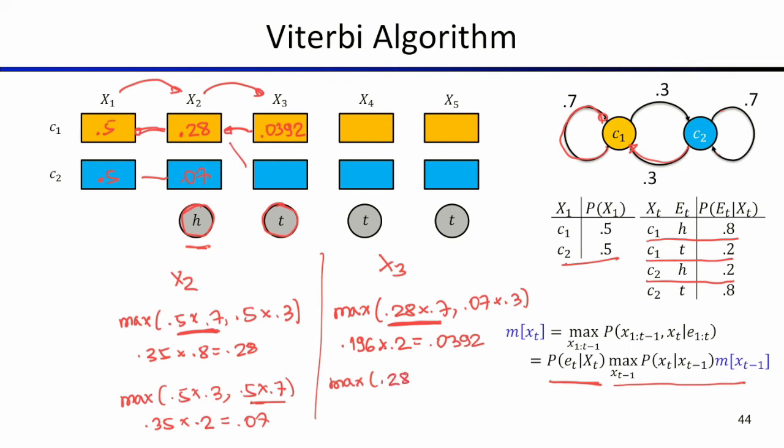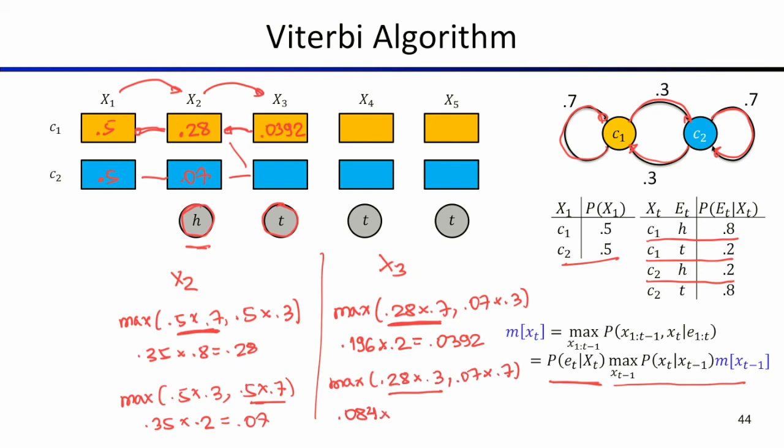So it's going to be 0.28, that is the coin C1, times, I'm going to switch coins. Switching coins, I'm going from C1 to C2, so it's going to be 0.3. Or the other possibility is 0.07 times keeping the same coin C2, that's going to be 0.7. And so we have these two possibilities here, and the one that has the highest probability is going to be this guy here. So the probability is 0.084.